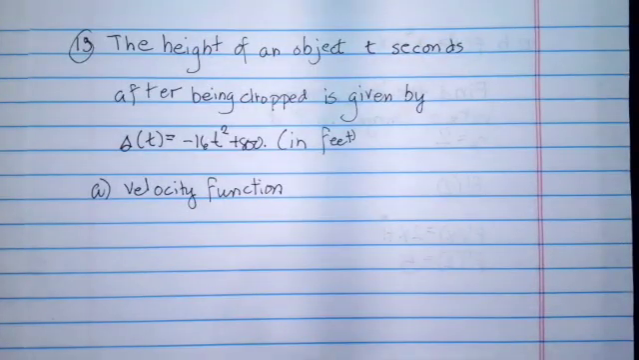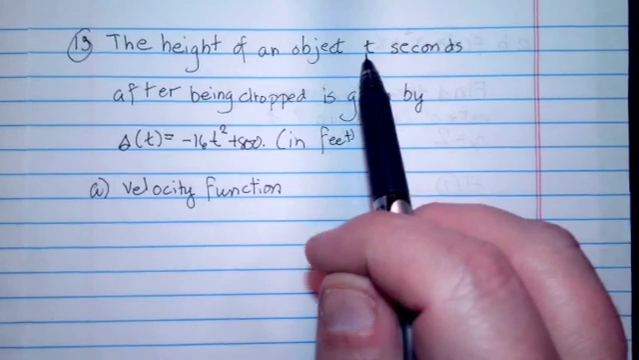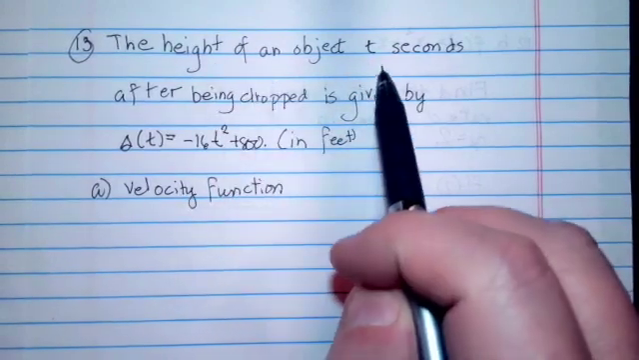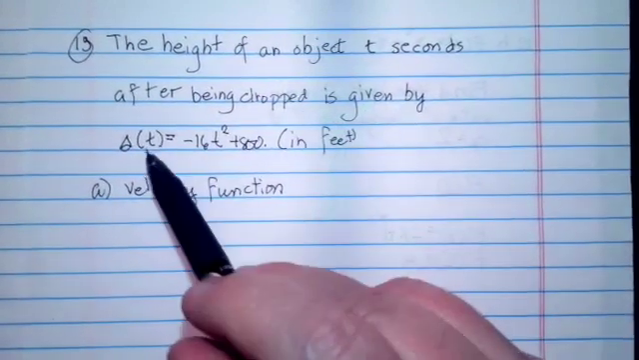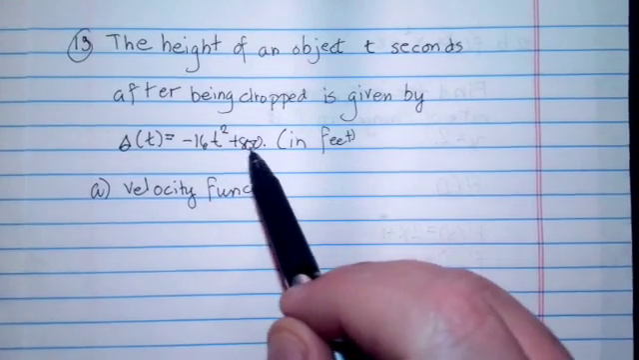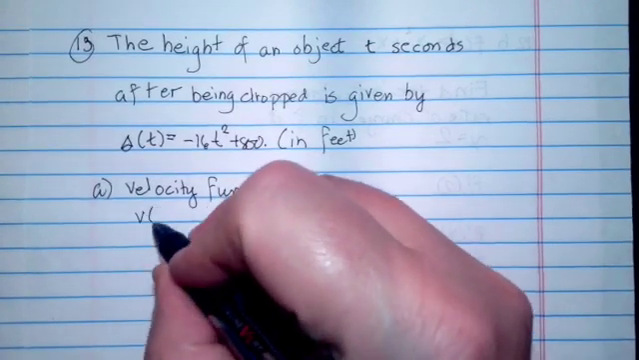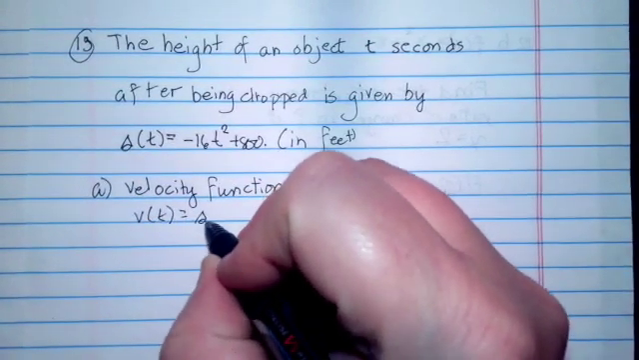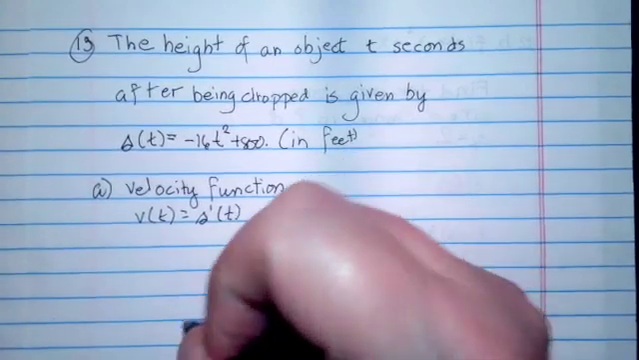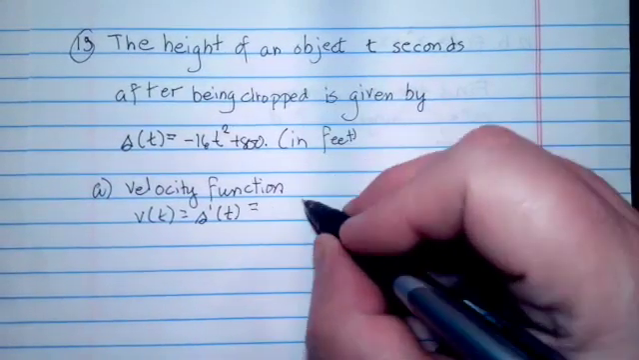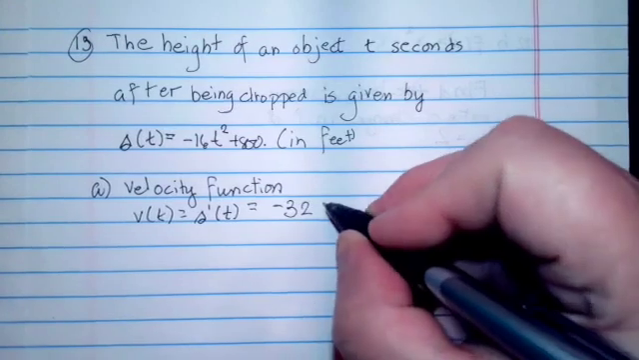In number 13, we're looking at an object that is dropped from the top of an 800-foot tall building. And we're told that the height of the object, or really the distance above the ground, t seconds after being dropped, is given by s of t equals -16t squared plus 800, and that is in feet. In part A, we were asked to find the velocity function. Well, remember that the velocity function is the derivative of the position function. So in this case, that would be -32t.